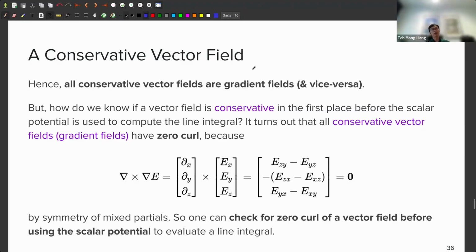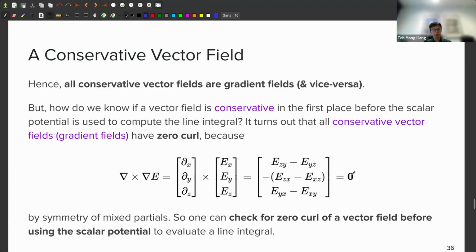But how can we check easily, without doing the nasty integration, differentiation and comparison loop? Is there a way to check whether this vector field is a gradient field or not? Actually, the answer is yes, because you just take the curl of the vector field. If the curl is a zero vector, like what we did just now for our curl examples, then it must be a gradient field.